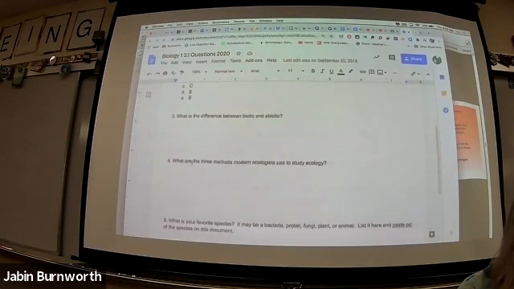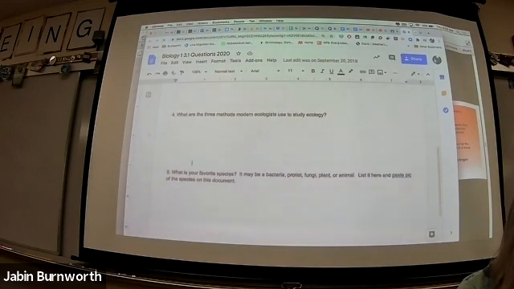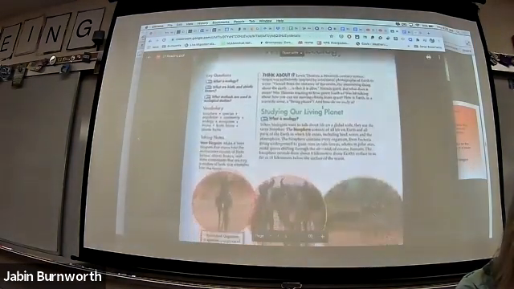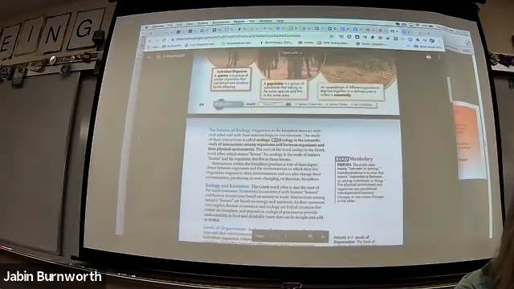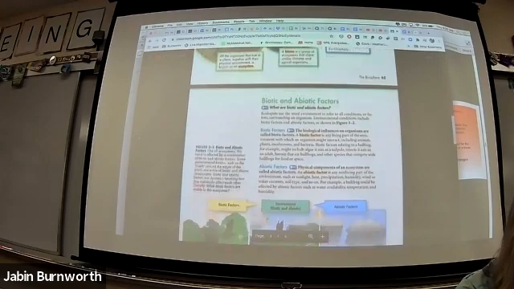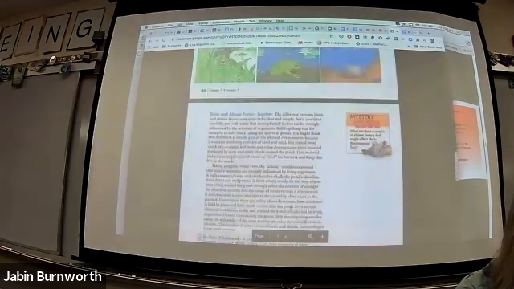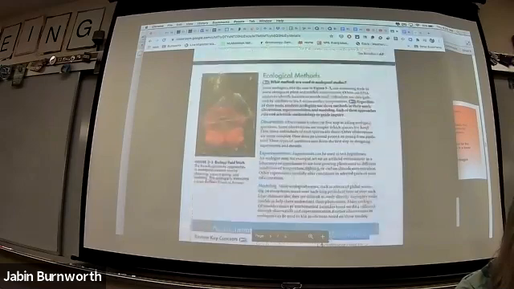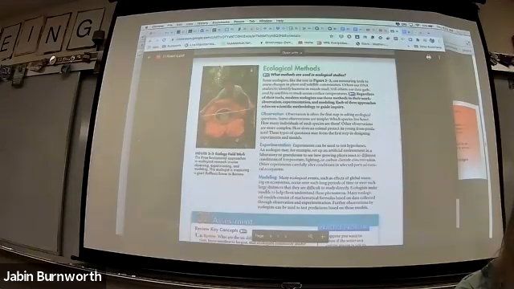What's the difference between biotic and abiotic? This is right out of the text, 3 methods. I'm okay if you cut and paste, as long as you're reading it. If you go to the actual text, you can find what is ecology. Right here's the definition. Down here, abiotic and biotic factors. Try to look through this. Here are the methods that they use, stuff that we talked about already.